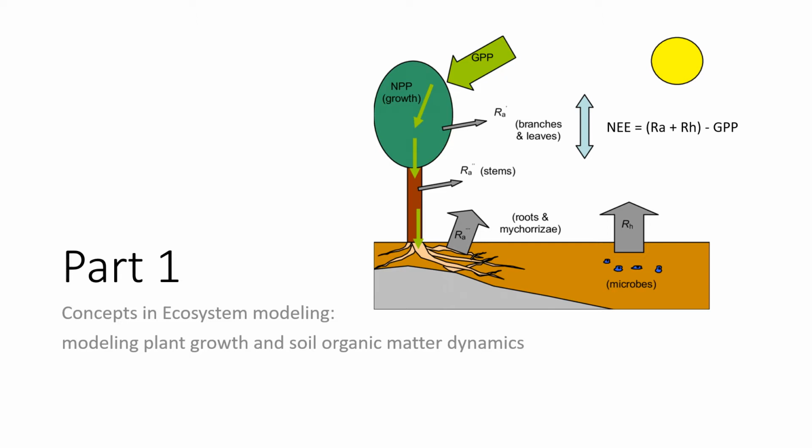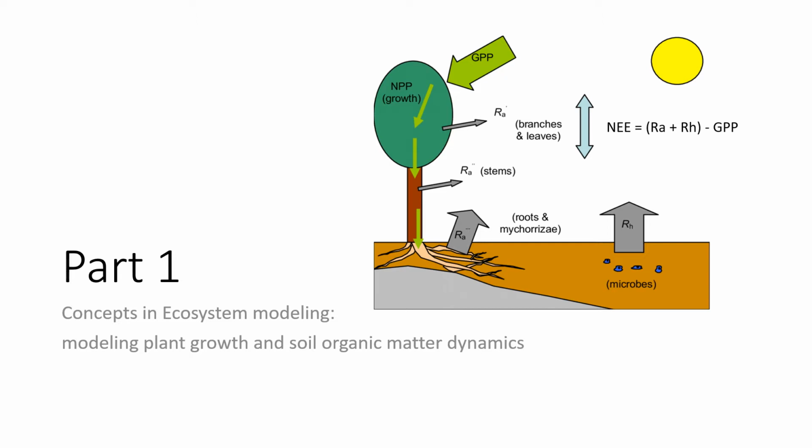So GPP, gross primary production, is photosynthesis, the net amount of carbon that a plant fixes. But not all of that carbon actually goes to the growth of the plant, which is net primary production, or NPP. Some of that carbon is lost through growth and maintenance respiration, and that's known as autotrophic respiration, and that can occur from any plant part.